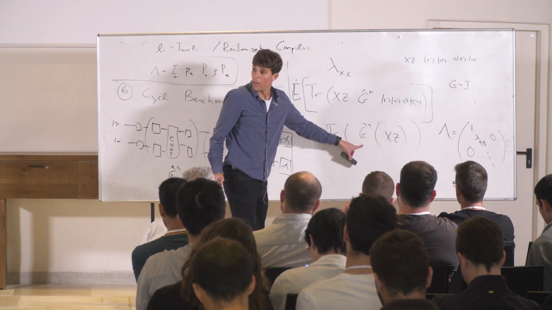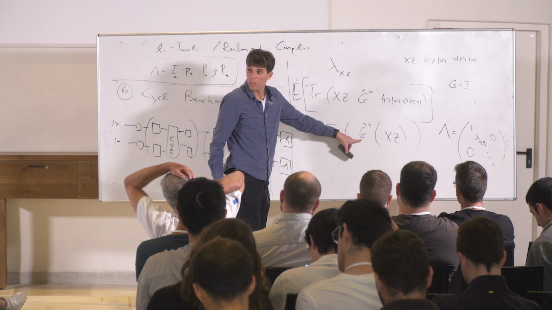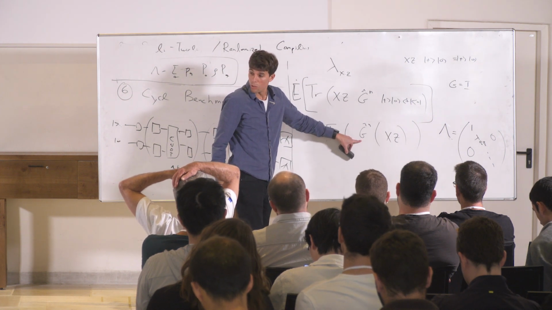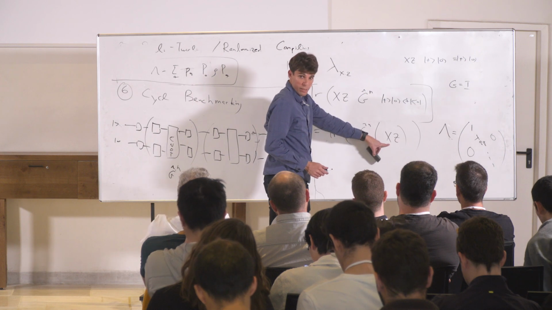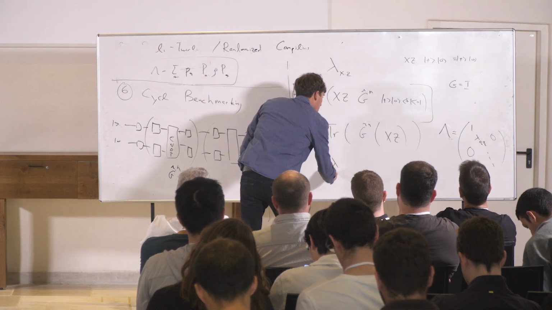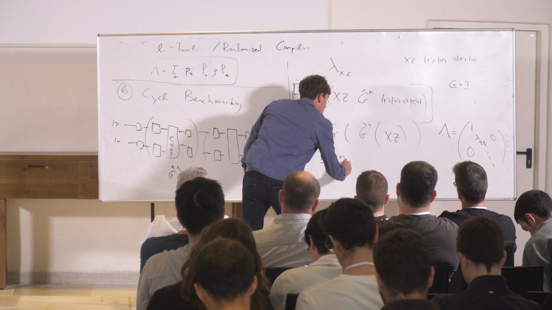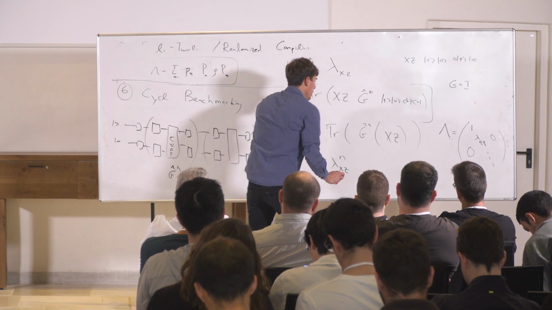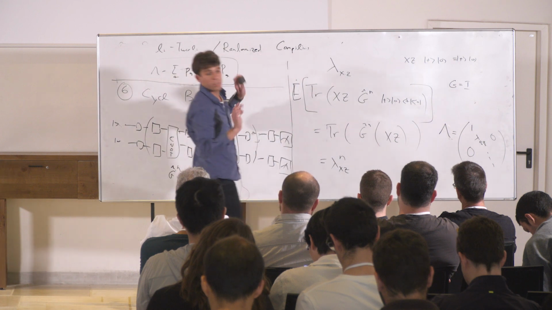But we know that this is a Pauli channel, and it's diagonal in the Pauli basis. So what this gives me is just lambda xz to the power n. That's it, basically.